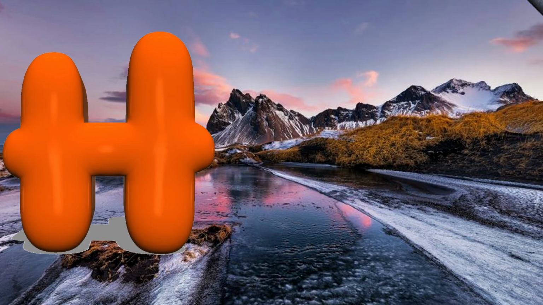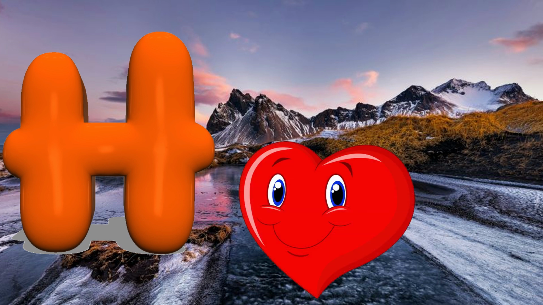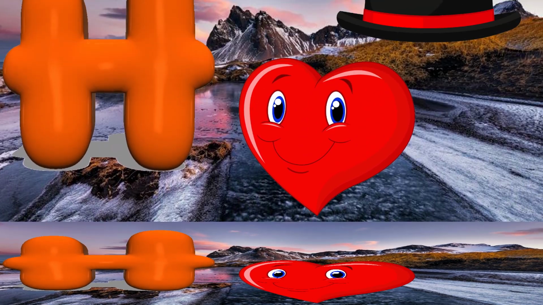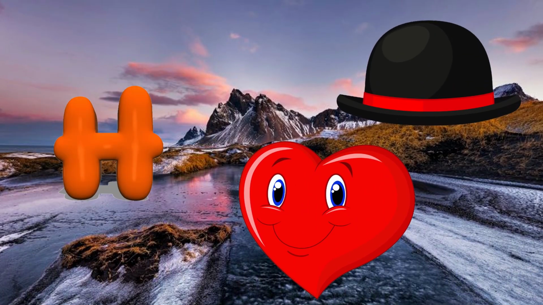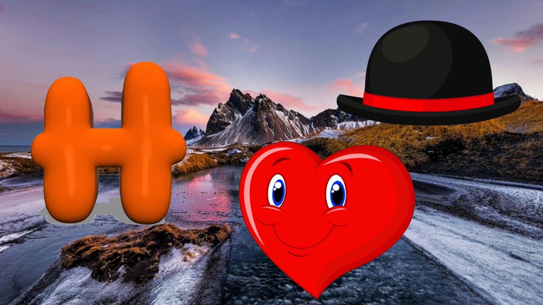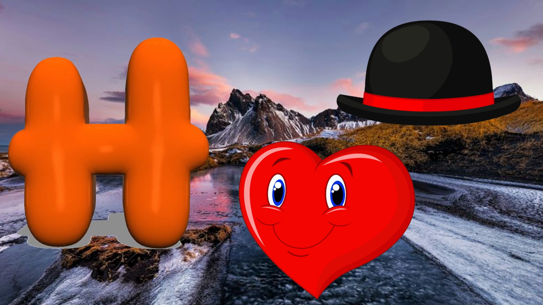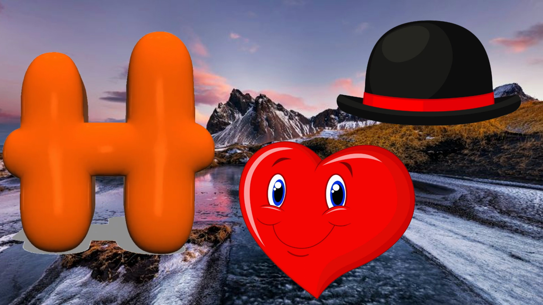H is for heart, heart. H is for hat, hat. H is for heart. H is for hat.